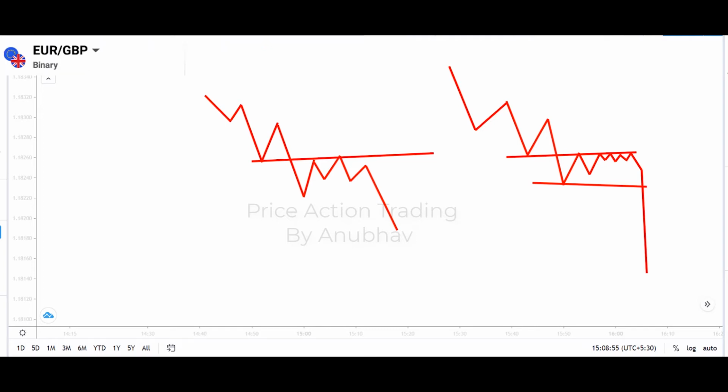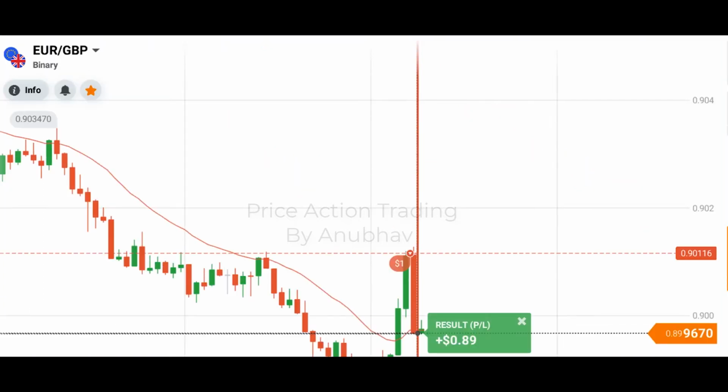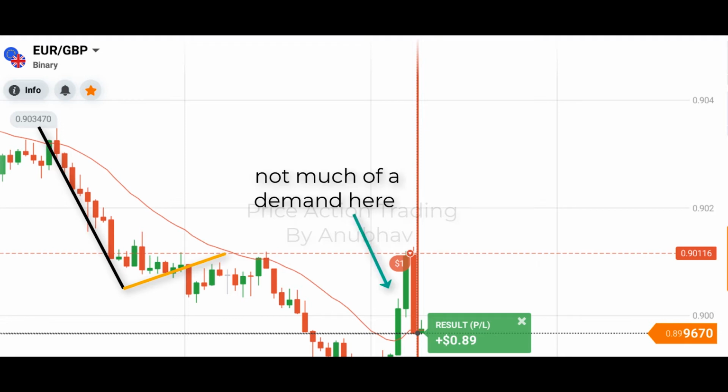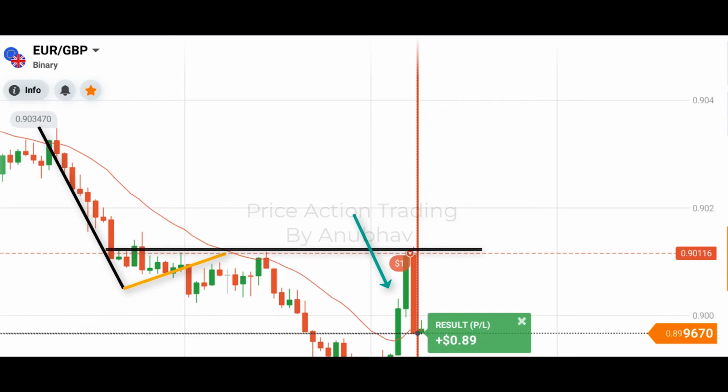I've taken this trade. Now this is a Euro GBP chart, and if you look closer, this was clearly a downtrend and the market is trying to break above. Now there is no accumulation. If you look at the bigger chart, there is no accumulation or demand zone here for the market to try to break above. Now if I draw a support line, you can clearly see that this support line was broken with the pressure of sellers, and now the market is trying to retest it, and that's why I did a put option here.